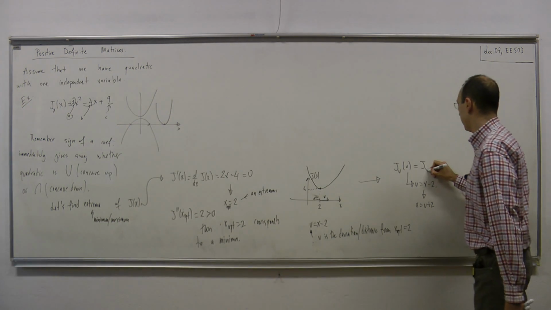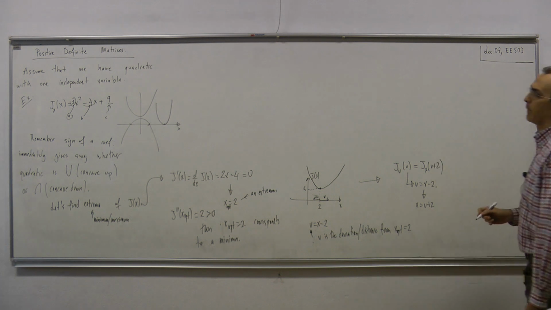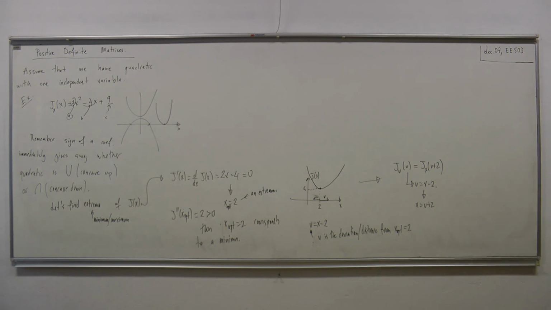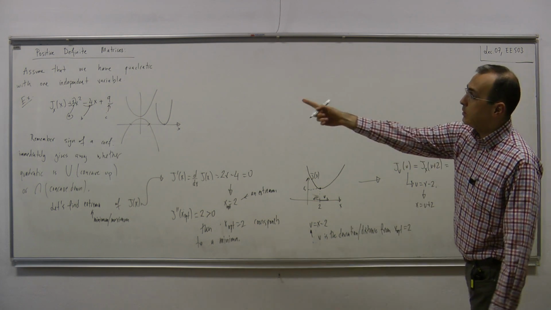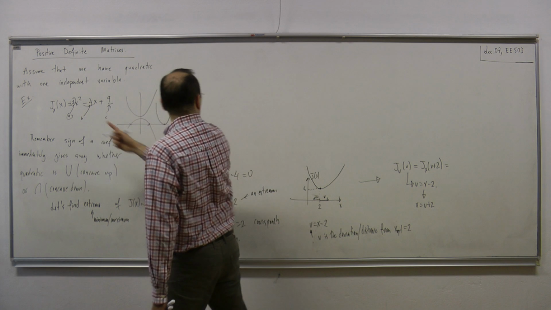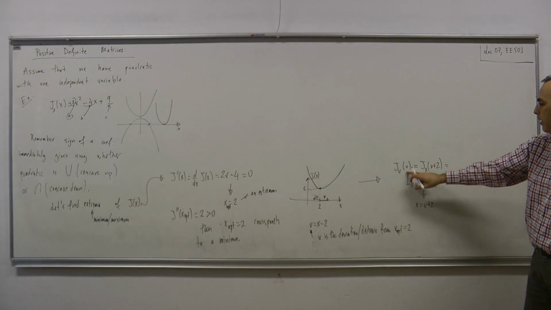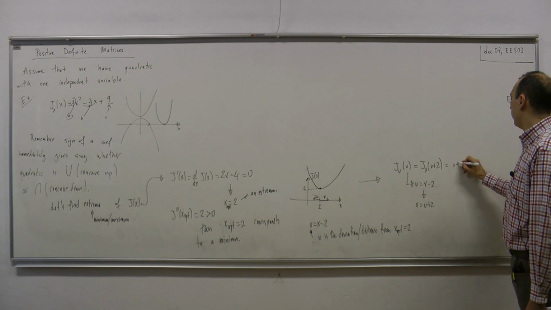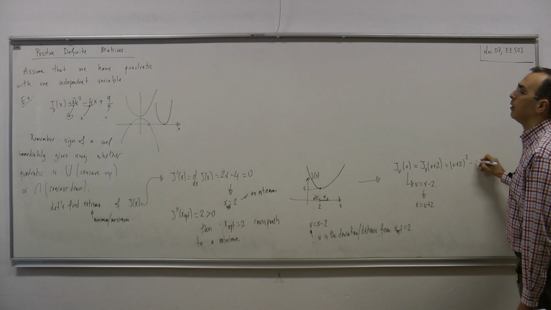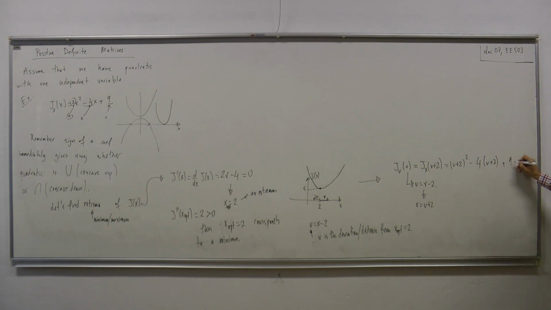Okay. j of u plus 2. Okay. That is it. So instead of x, I am writing u plus 2, because at the end I want a function of u. That is the thing that I have realized at the end. So I need a function of u. Okay. So I have u plus 2 squared minus 4 times u plus 2 plus 9.